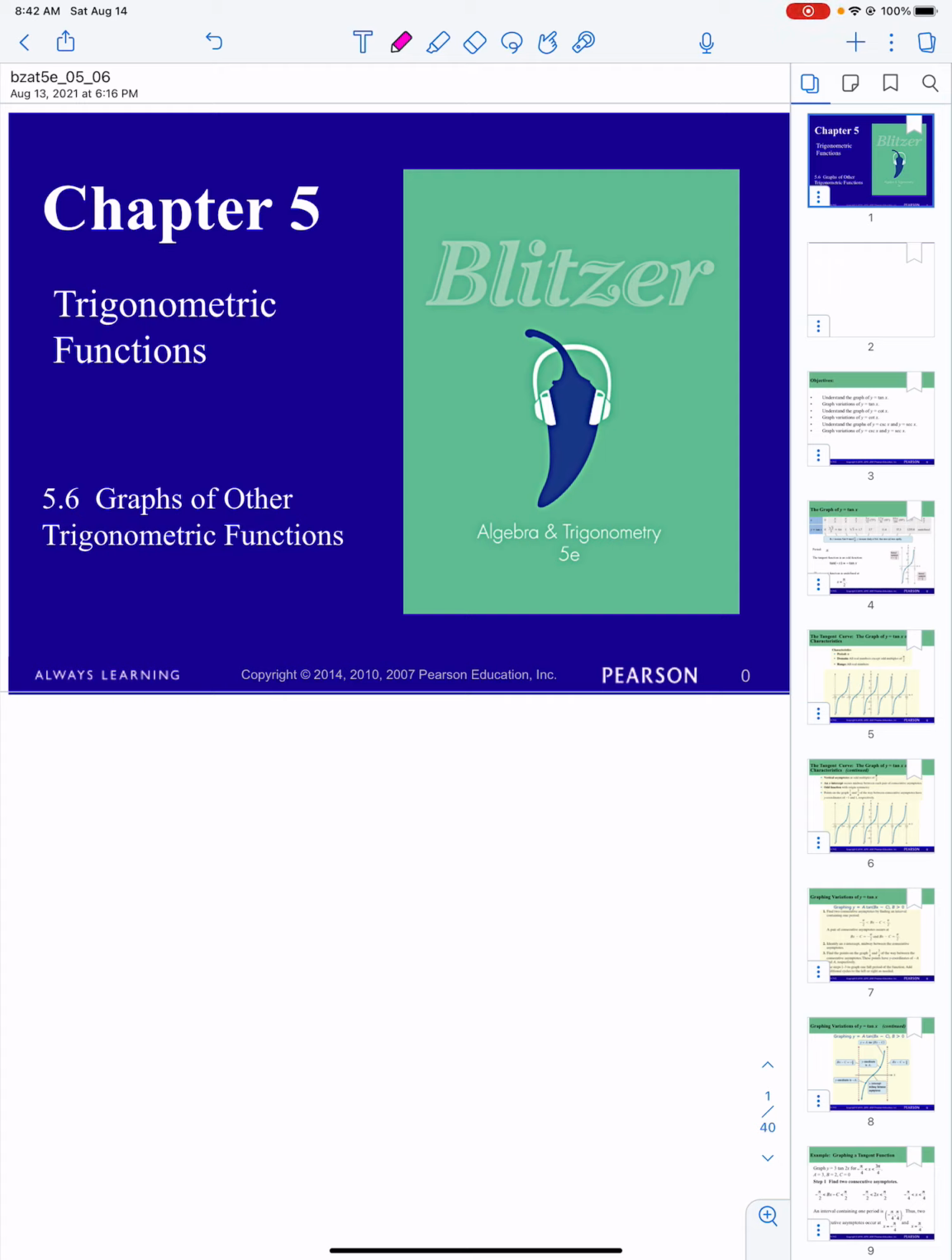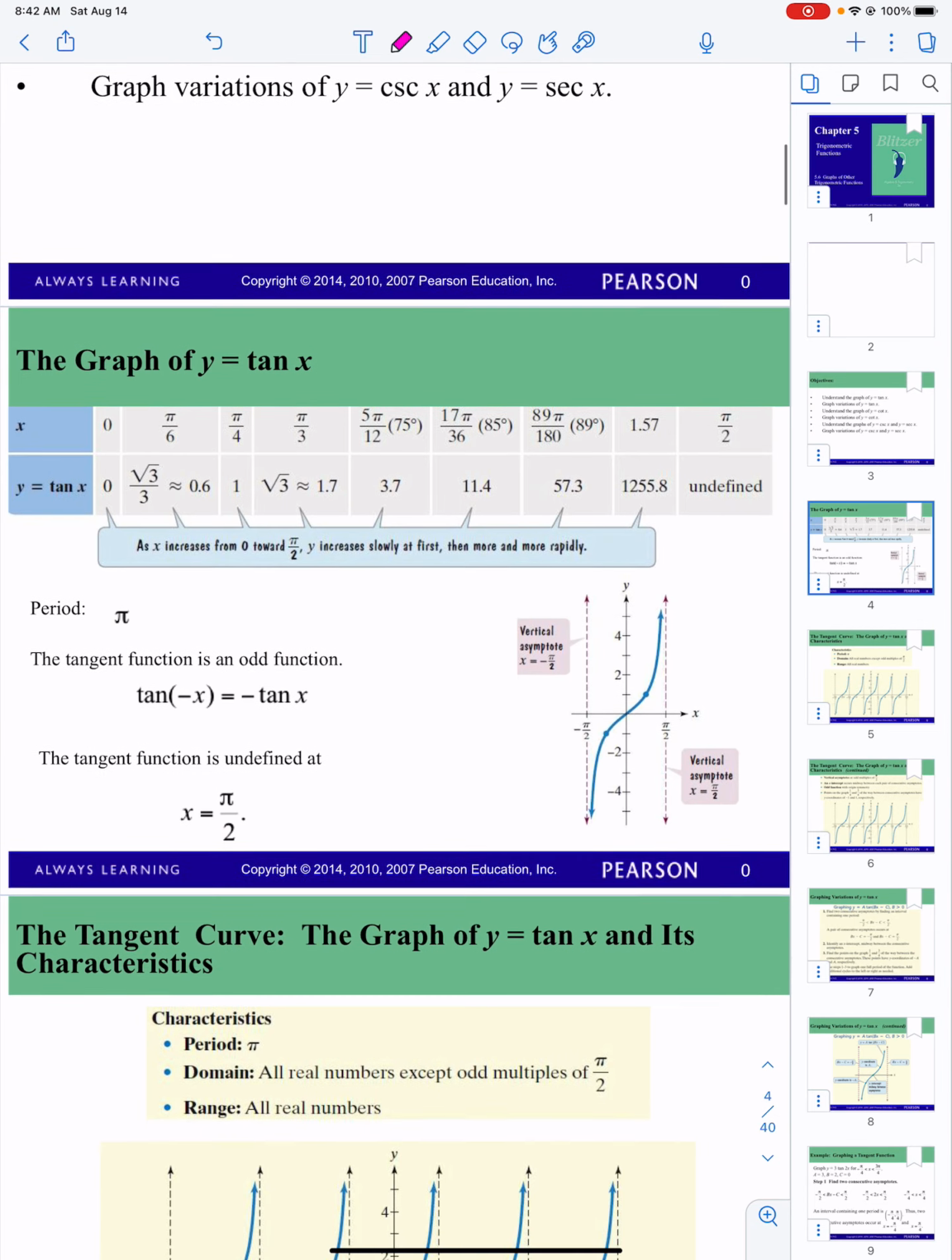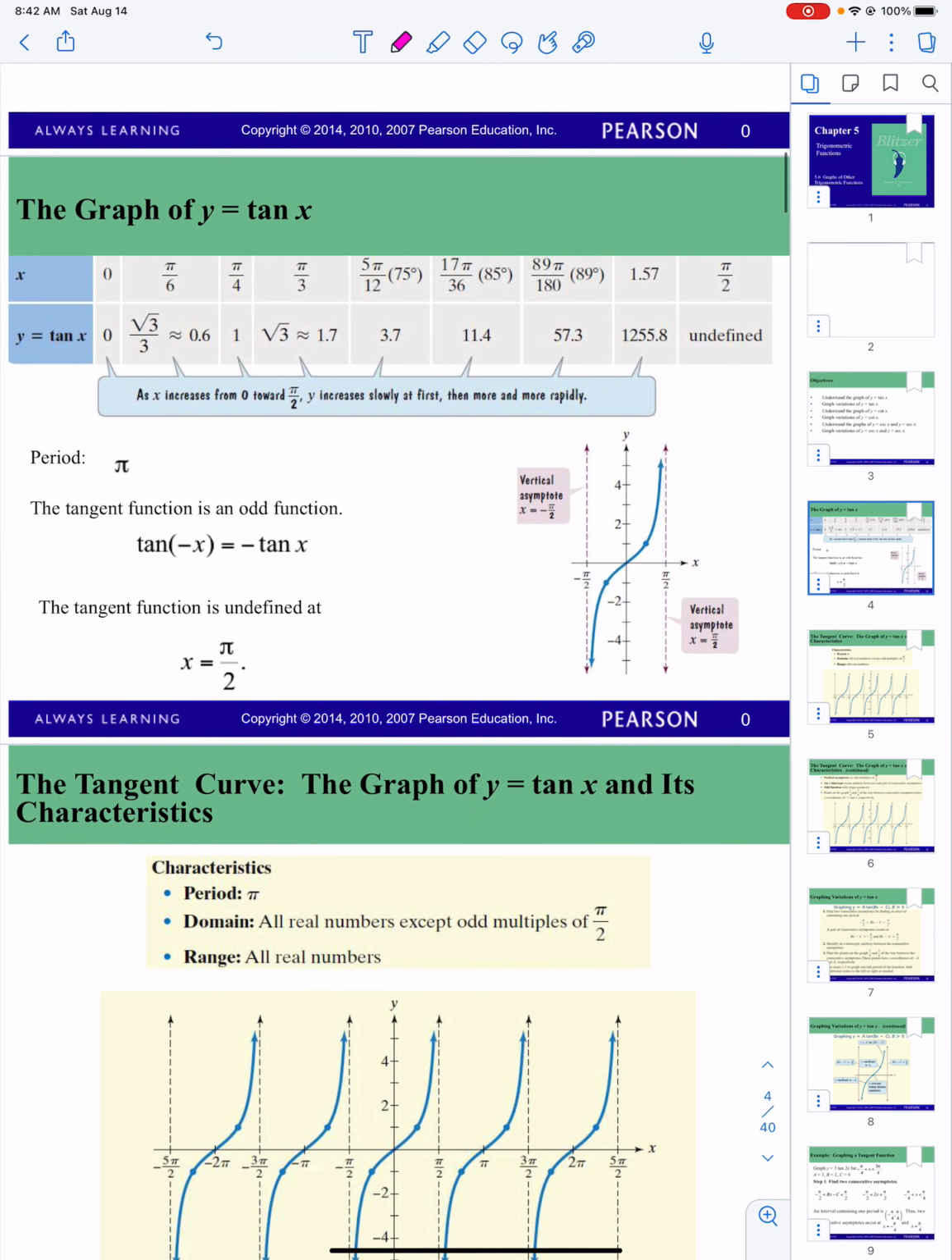Okay, so we have already talked about the graphs of sine and cosine, and we'll continue to talk about the graph of other trigonometric functions, including tangent, cotangent, secant, cosecant. Okay, so now we want you to graph y equals tangent x. So as before, we want to use special values, special angles here, to find a bunch of points.